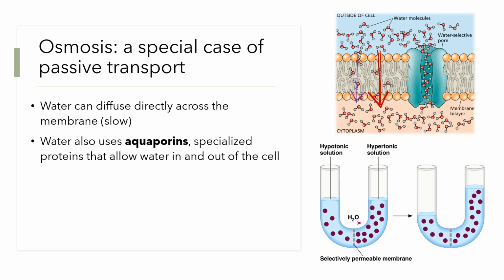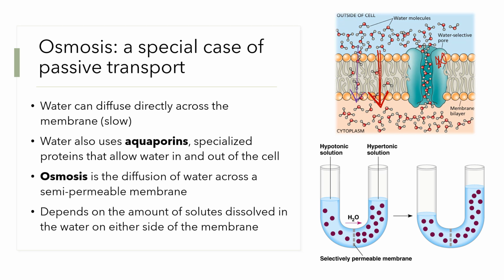Or we have these really cool proteins called aquaporins. That literally means like water hole. So these are special channel proteins that allow water to move quickly in and out of the cell. They're not found in every single cell of the body. They tend to be found more in places like the kidneys, where we're filtering out a lot of blood, which has a high water content, and other types of cells like that.